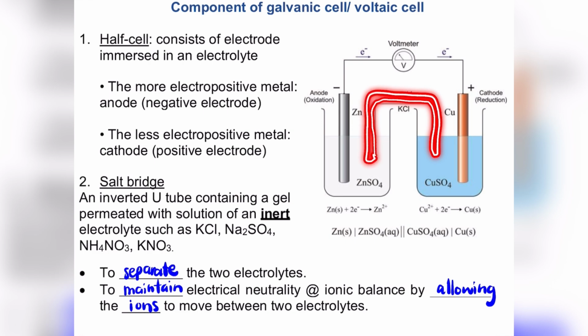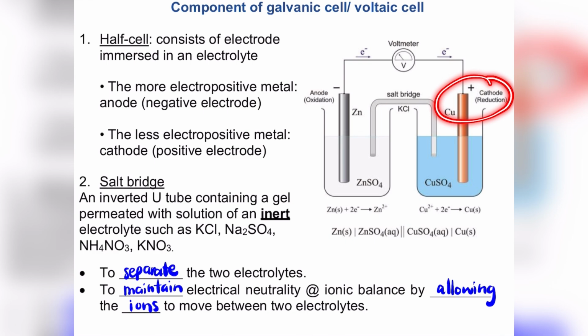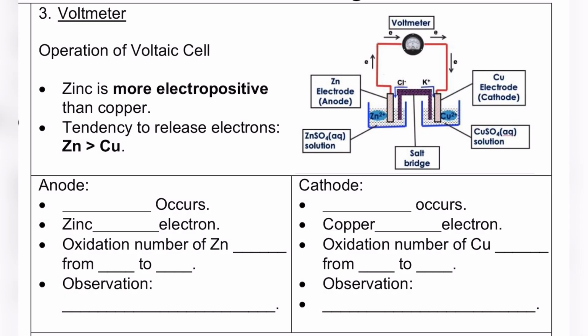So this is the setup for our example of an electrochemical cell. You can see this is our salt bridge containing inert electrolyte, which is KCl. And then our zinc is our anode and copper is our cathode. So you can understand here, zinc is more electropositive than copper. Next, we focus on this part. In the galvanic cell, we also have a voltmeter because the other name of the galvanic cell is voltaic cell. So it must have a voltmeter as a reader for the value that we want to record.